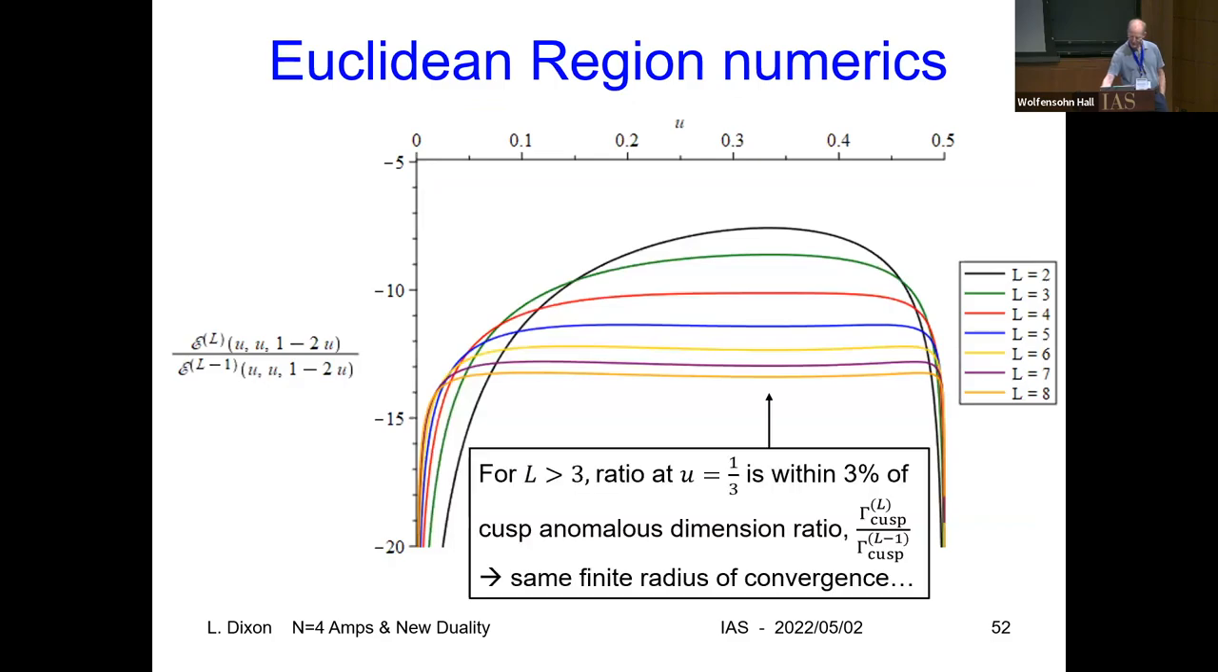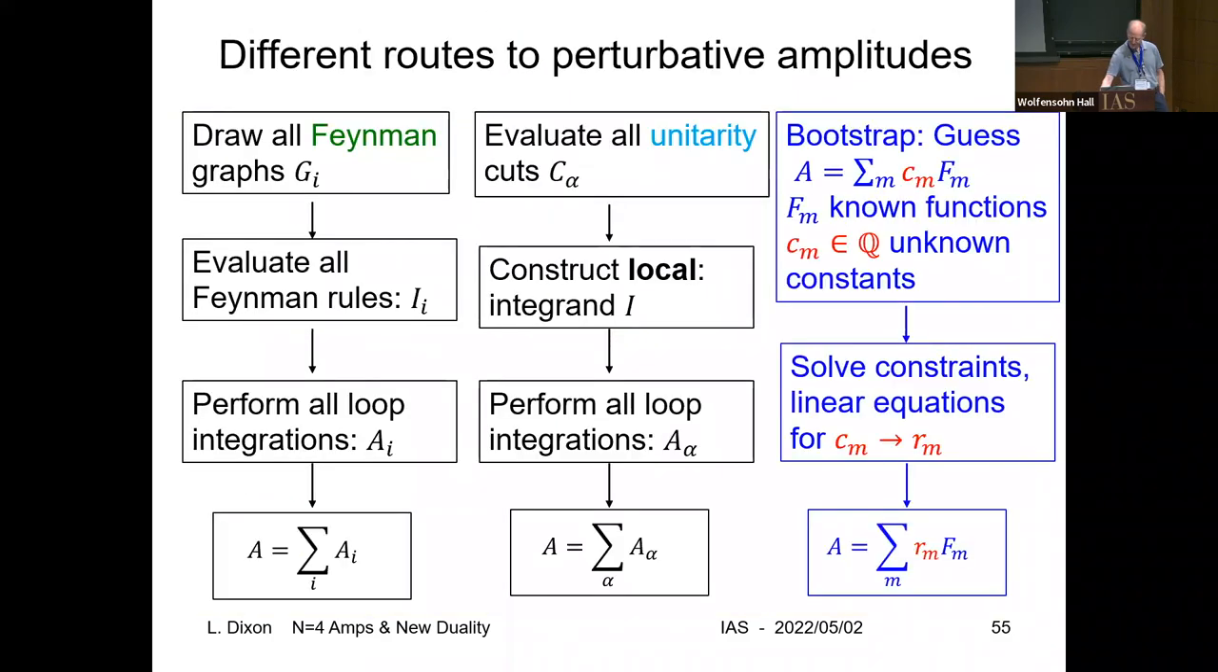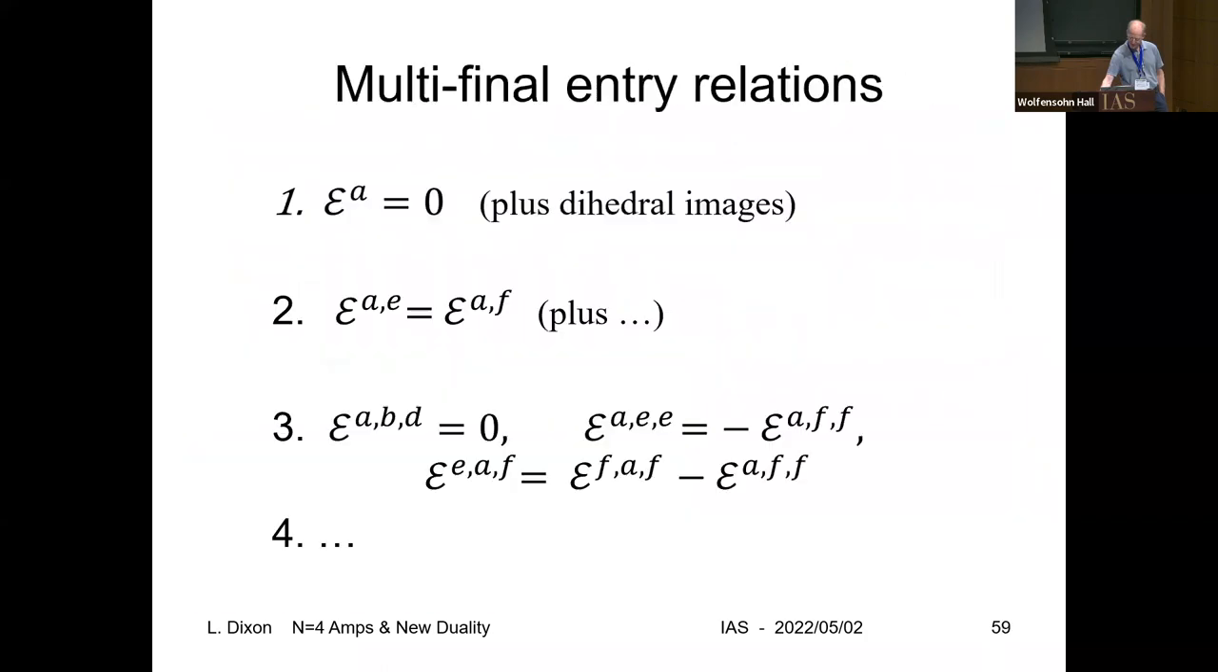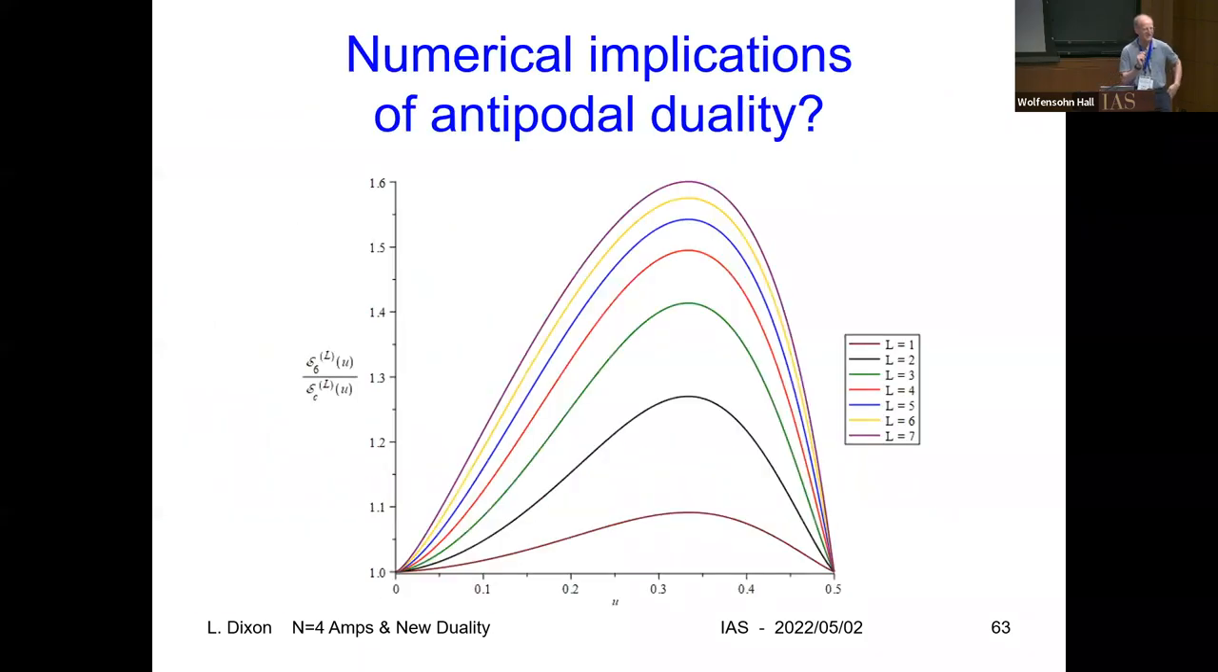By the way, we did look at something. So this is a plot of the answer in the Euclidean region on both sides. And the variable u is from the form factor side, but we can map it back to see where it is on the other side. And this line segment, u going from 0 to 1/2, runs down the midpoint of that triangle. And either end is on a soft collinear limit.